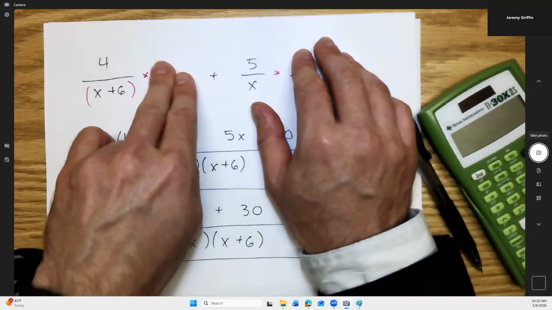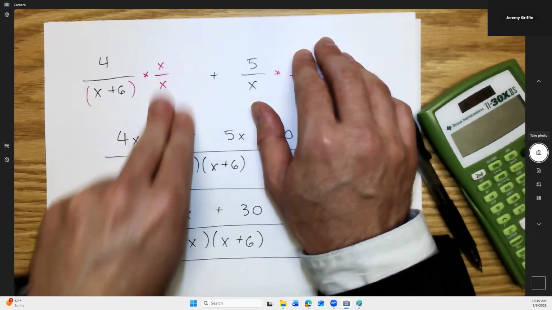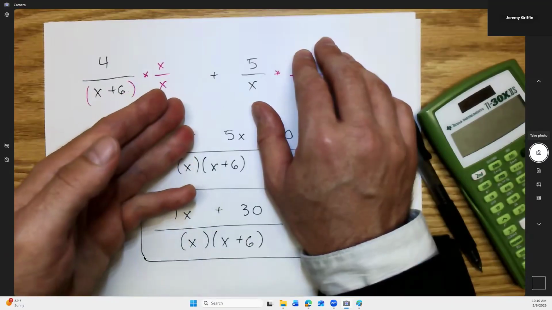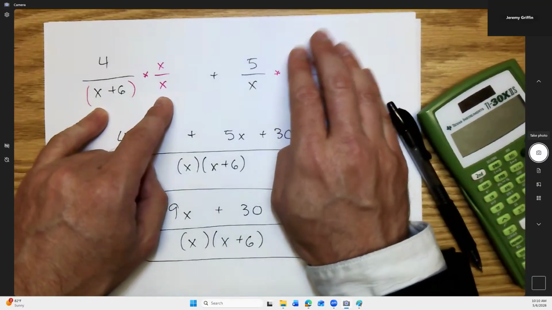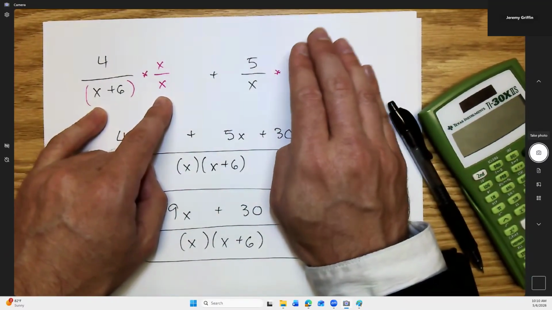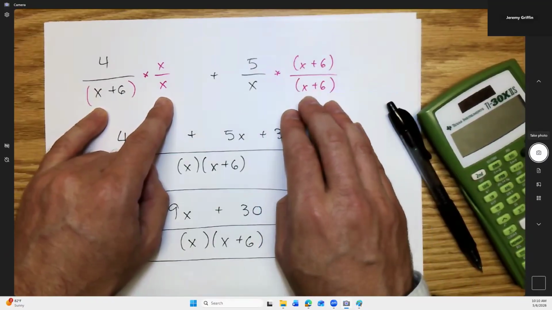Okay. So over here, guys, what am I covering up with my left hand? Whatever what? x over x. Exactly, x over x, which of course is equal to 1. That's why you're allowed to do that. And it will give me exactly the denominator I want. What am I covering up with my right hand? x plus 6 over x plus 6. Exactly. Okay.